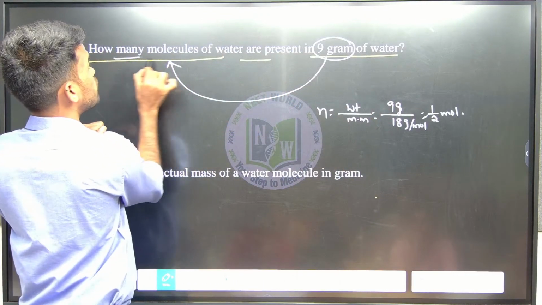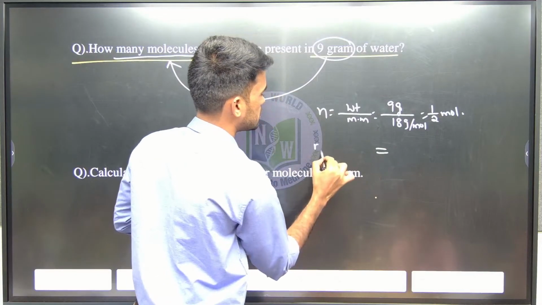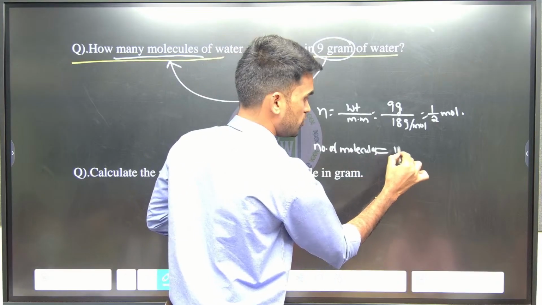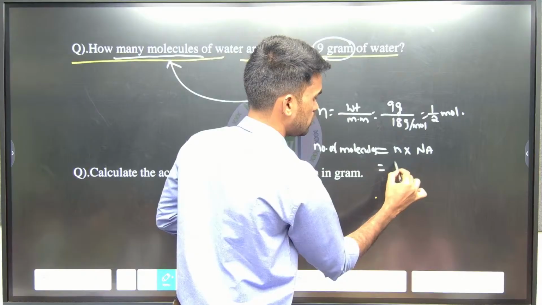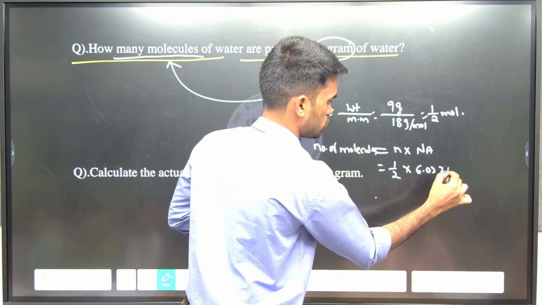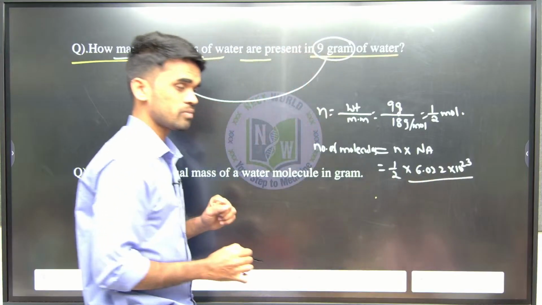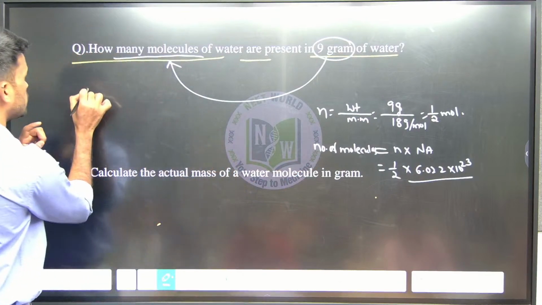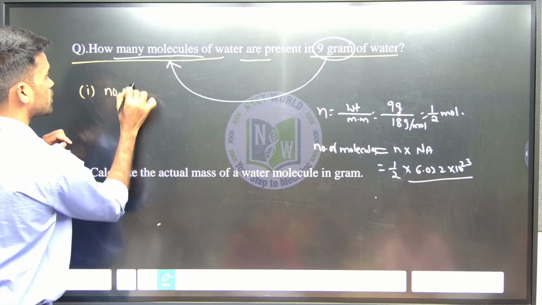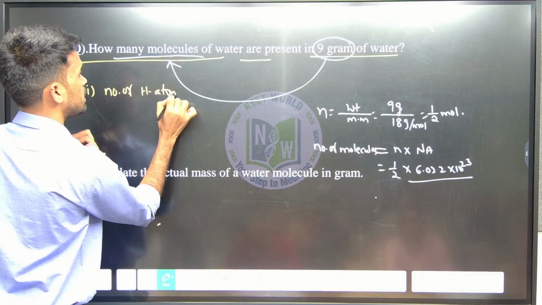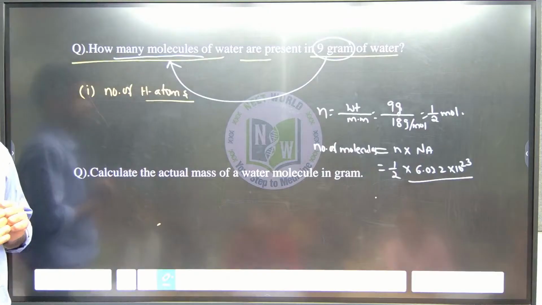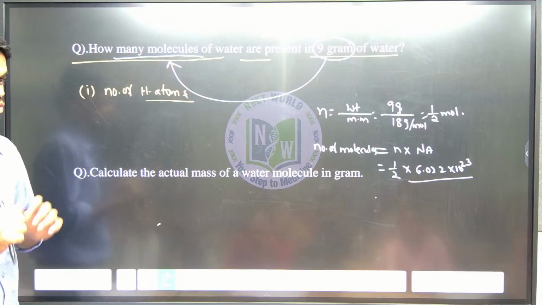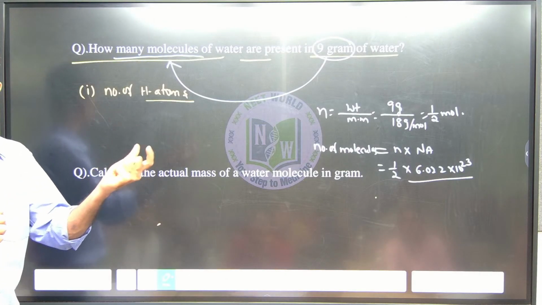Now what they are asking is the number of molecules. So number of molecules means? Tell me the formula. Number of moles into Avogadro number. So half into 6.022 into 10 power 23. Is this clear? Now, in the same question, I am extending the question. Tell me the number of hydrogen atoms in 9 grams of water. How can we do that? Tell me in the form of a formula what we need to do.